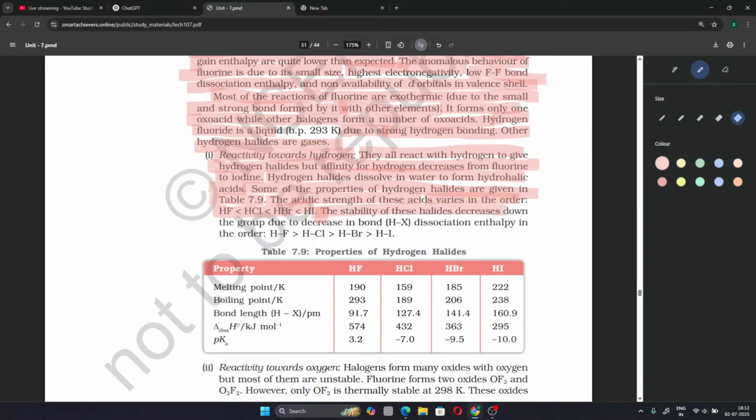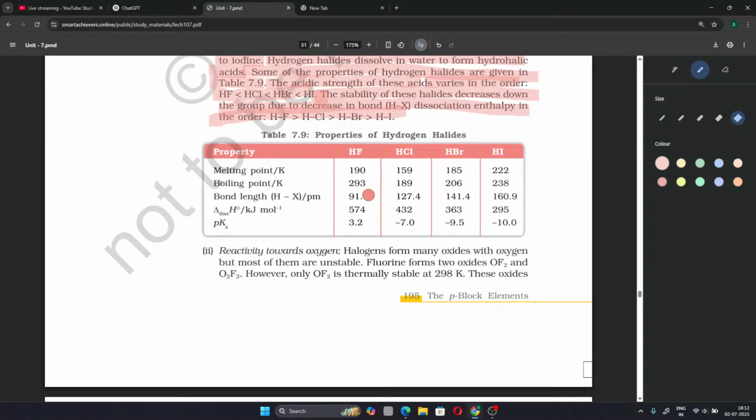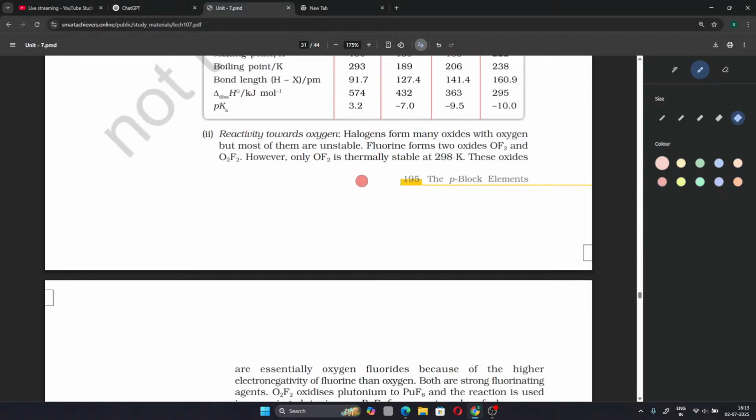The stability of these halides decreases down the group due to the decrease in the H-X bond dissociation enthalpy in the order. The bond dissociation enthalpy of the hydrogen-fluorine bond is the highest, whereas the hydrogen-iodine bond dissociation enthalpy is the lowest, where we see 600 for the hydrogen-fluorine bond and 300 for the hydrogen-iodine bond.